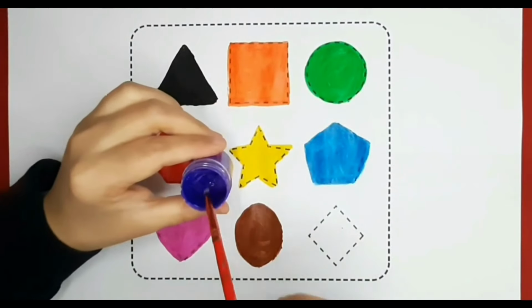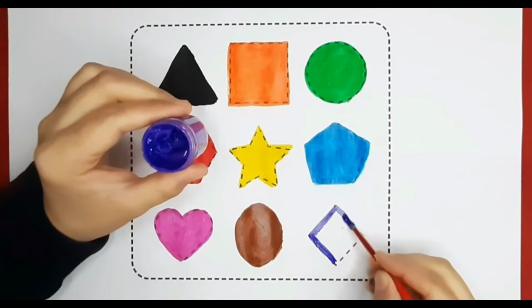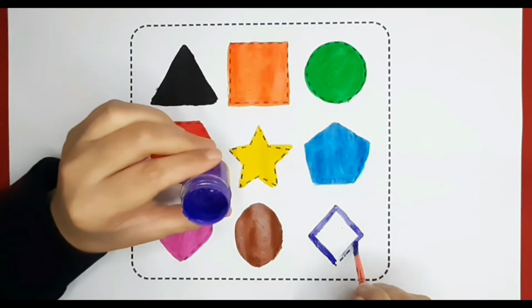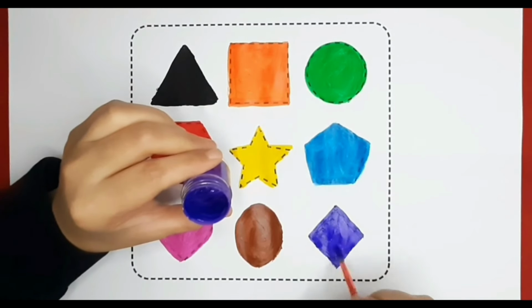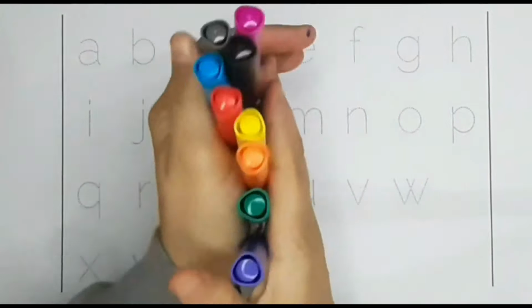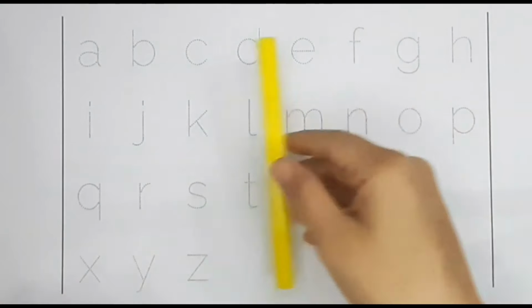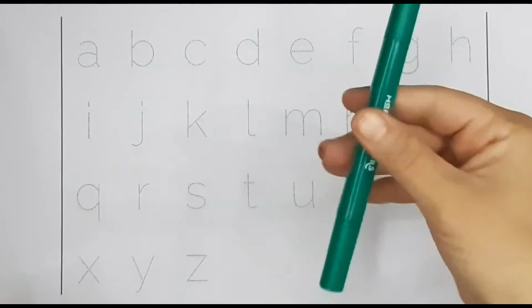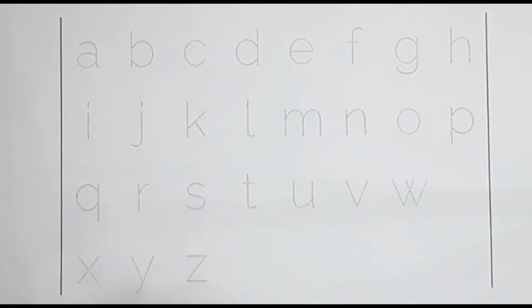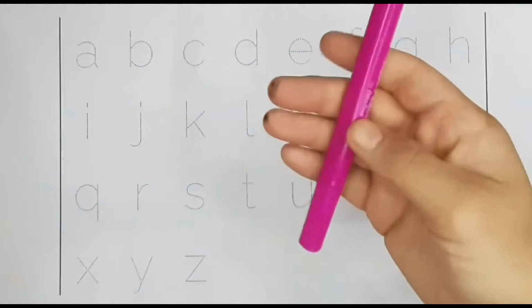Purple color. Rhombus. Purple rhombus. Purple color. Yellow color. Gray color. Green color. Black color. Orange color. Blue color. Red color. Pink color.